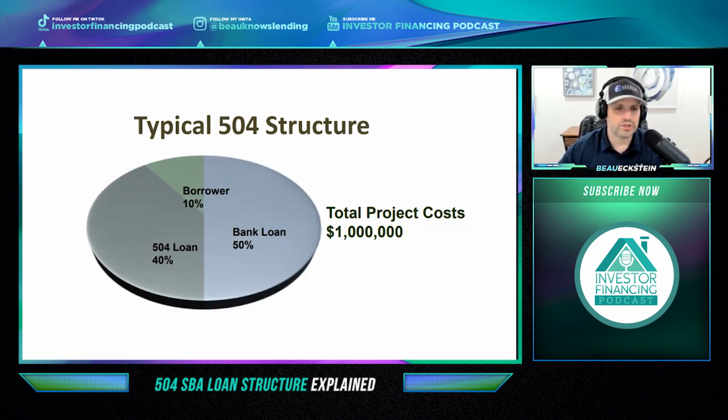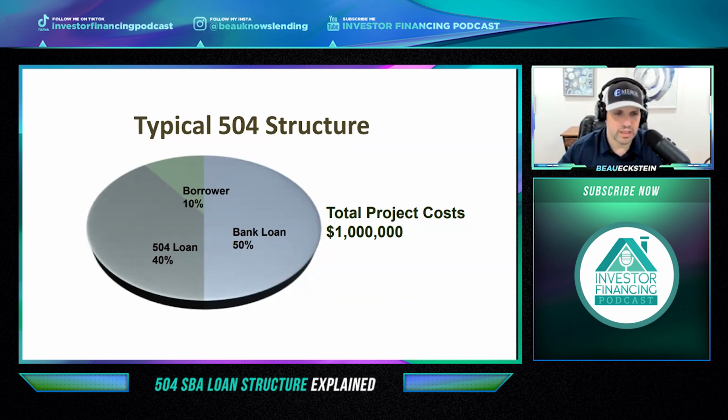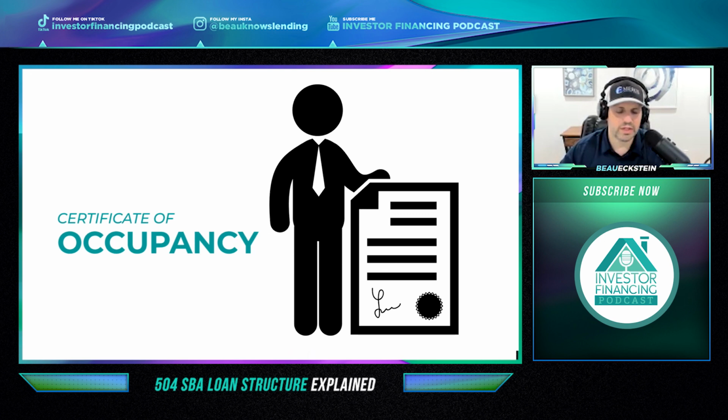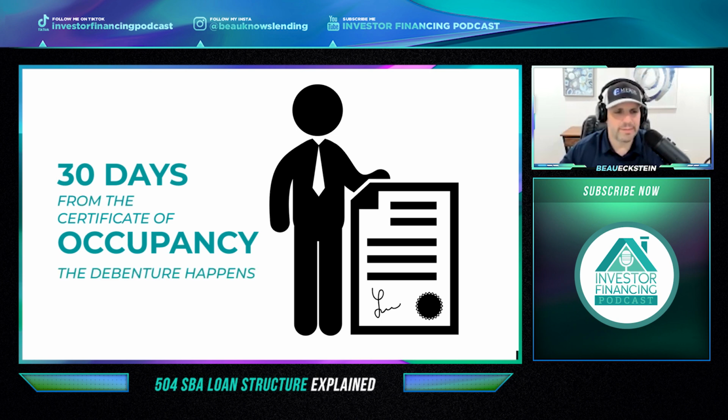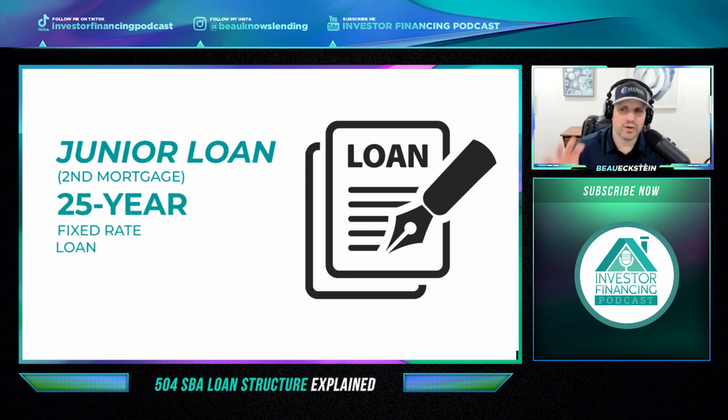Now, during construction, the bank typically funds the senior and junior piece. Upon stabilization and certificate of occupancy, that's when the debenture happens. And then usually about 30 days from certificate of occupancy, the debenture happens, and that junior loan, or the second mortgage, converts to a 25-year fixed rate loan.